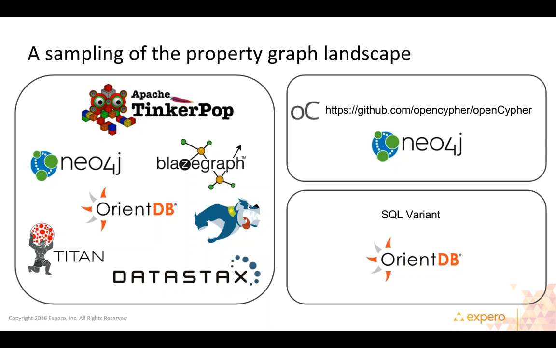Now, again, Neo4j is listed on both sides here because you can also access it with the Apache TinkerPop tools. And then I also have OrientDB on here because they've come up with their own SQL type variant, which allows you to run graph queries against their system. And again, they also implement the TinkerPop interfaces.